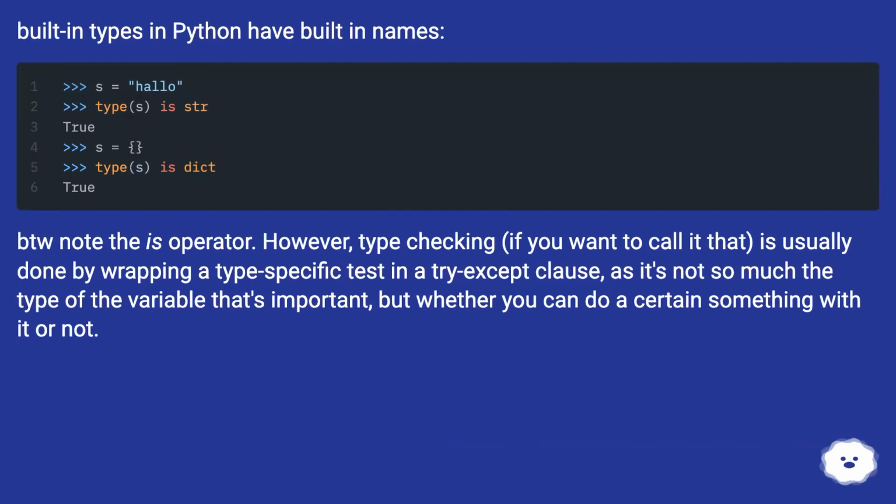Built-in types in Python have built-in names. By the way, note the is operator. However, type checking, if you want to call it that, is usually done by wrapping a type-specific test in a try-except clause, as it's not so much the type of the variable that's important, but whether you can do a certain something with it or not.